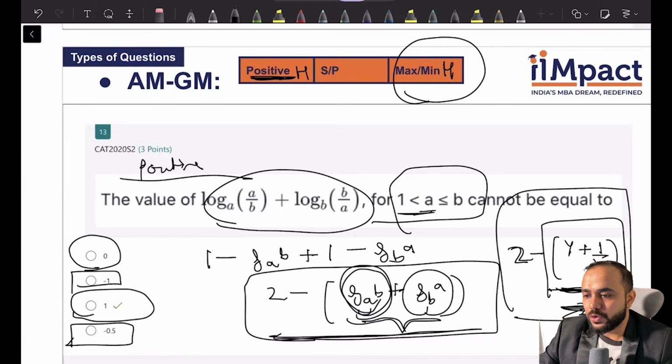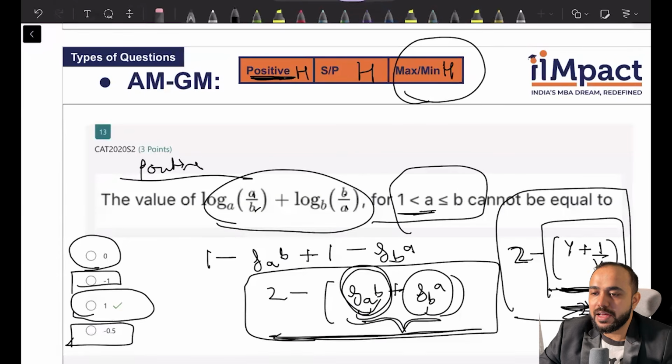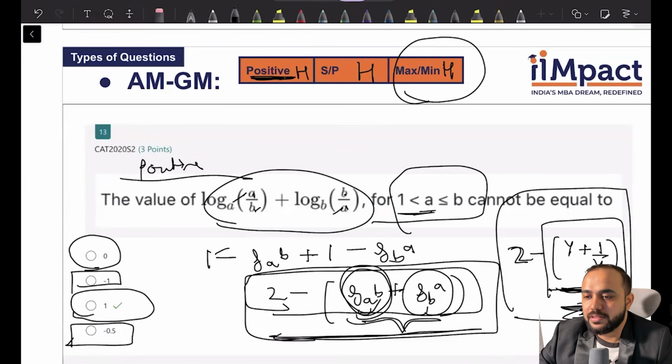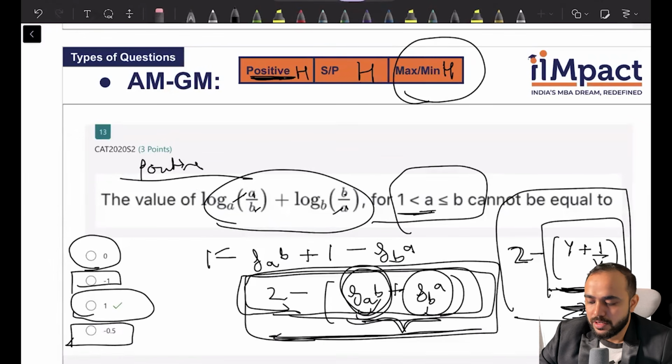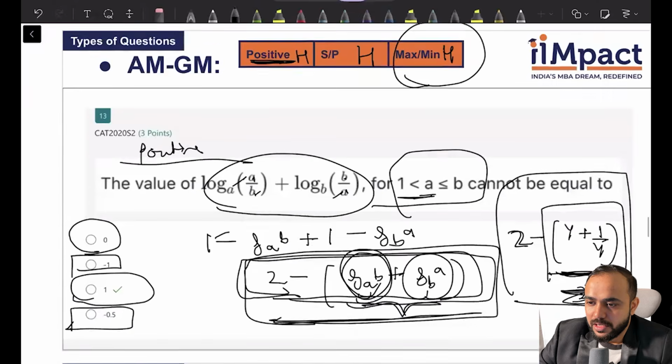So this honestly was a good question for AM-GM. Pretty much everything was hidden. The only giveaway for me was this A by B and B by A, because the moment they gave me this, I wanted to separate it and convert it into this format. And then if they had given you this in the starting, it would have been a much easier question. A lot of people would have solved this.